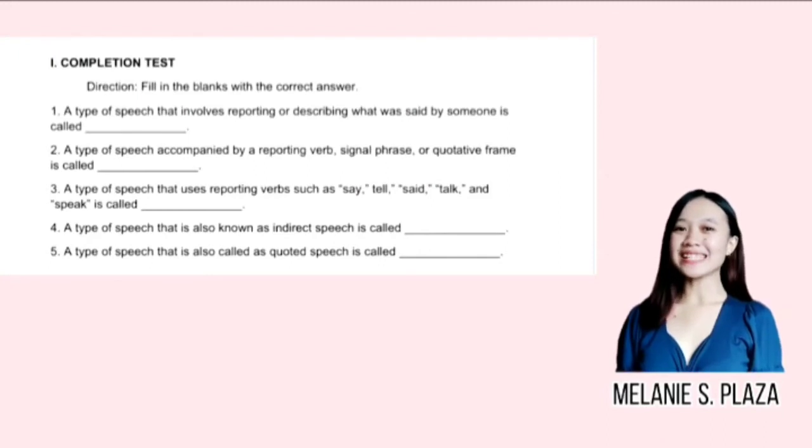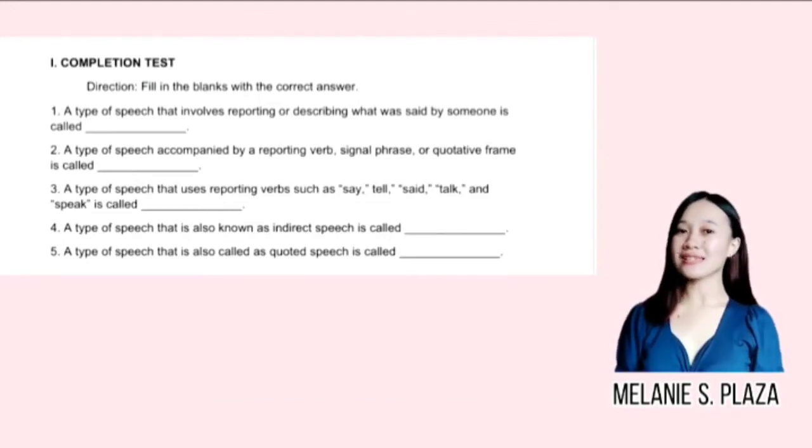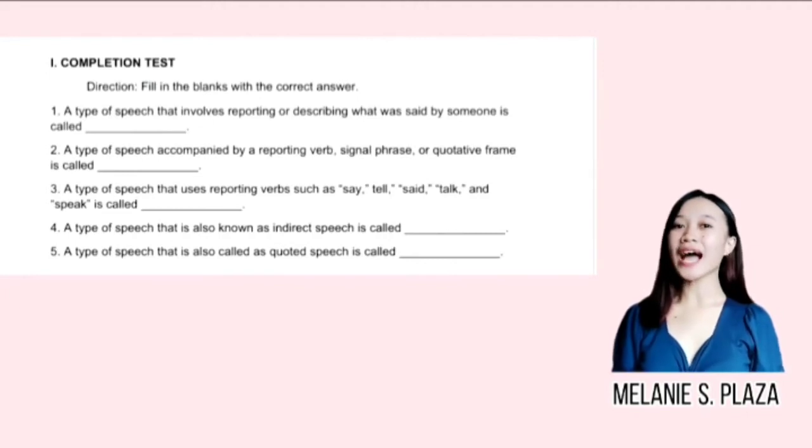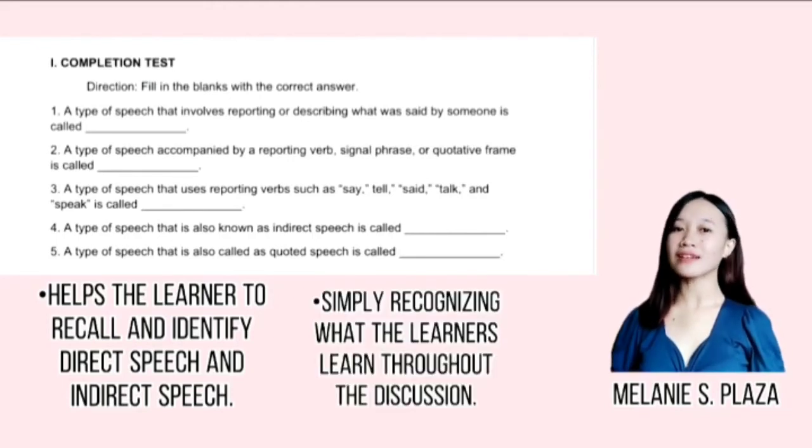Test 1 is a 5-item completion test and labeled as remembering. With an objective, the students must be able to describe the direct speech and reported speech. Completion test with a level of remembering helps the students to recall and identify their knowledge about direct speech and indirect speech. It's simply recognizing what the learners learn throughout the discussion.